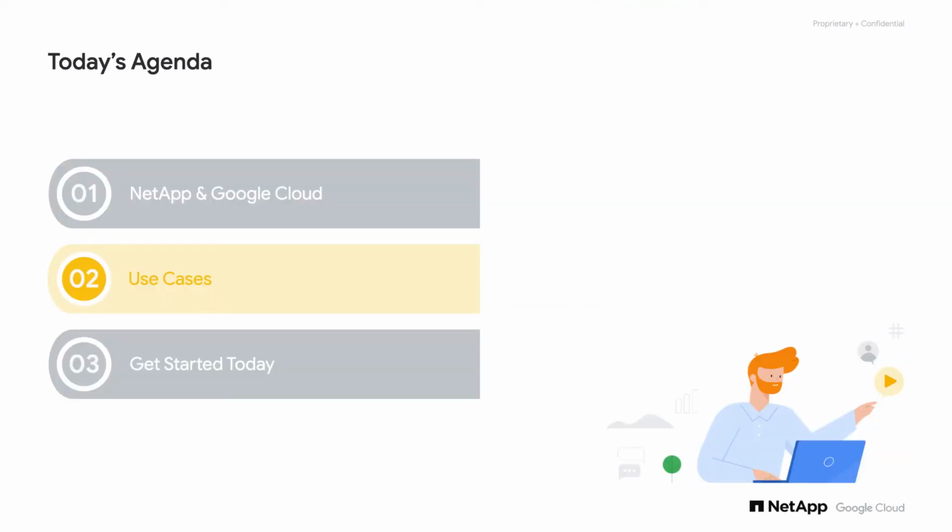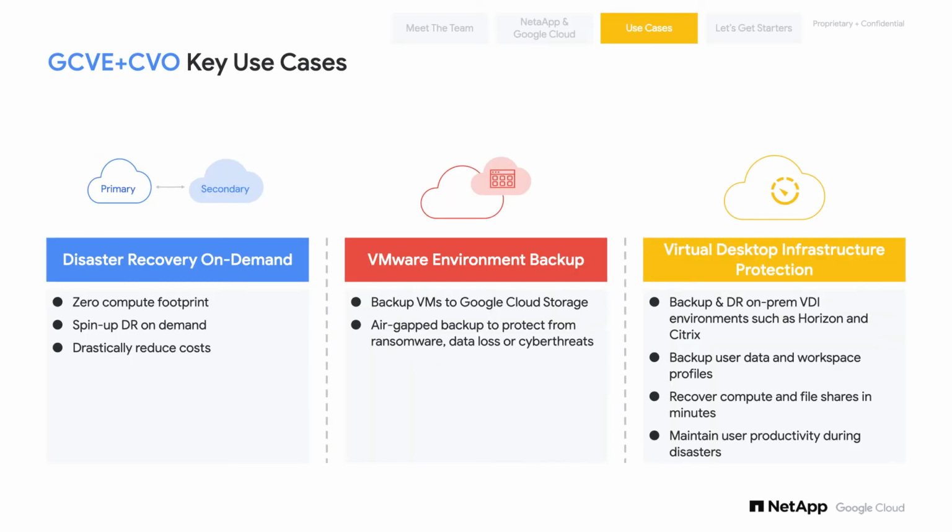So now we've talked about what the technology is. Let's do a double click into those use cases. There are 3 main use cases we're going to go into today. First is DR on demand. It's the zero footprint DR, so you're only replicating your storage, reducing your cost. Second is your vSphere environment backup. Now that's this 3-2-1 policy, so you have one copy in object storage, protected against accidental or intentional overwriting in the cloud.